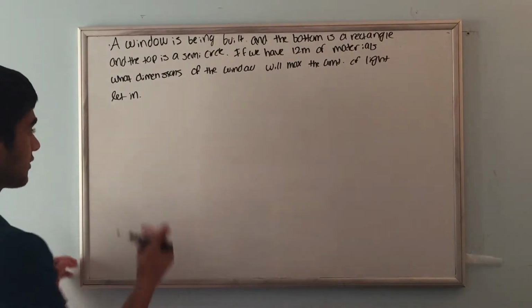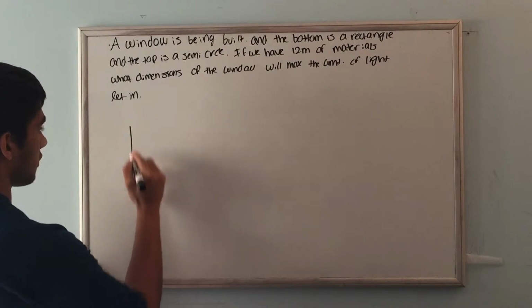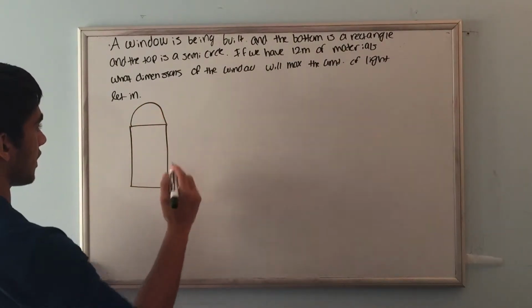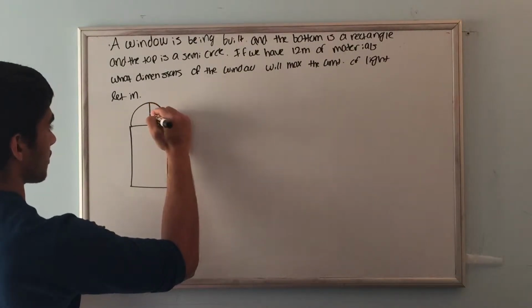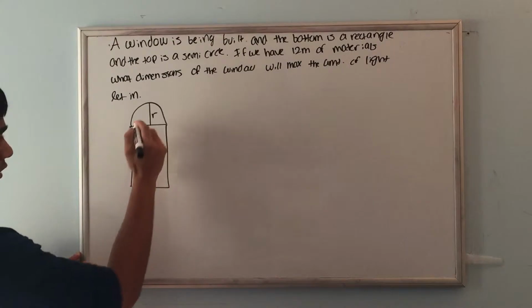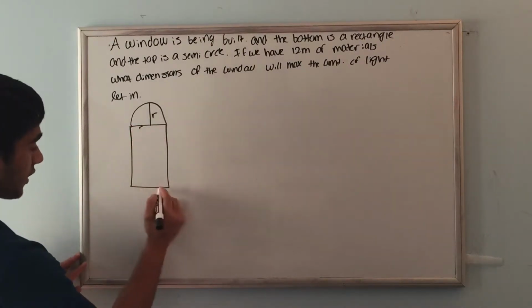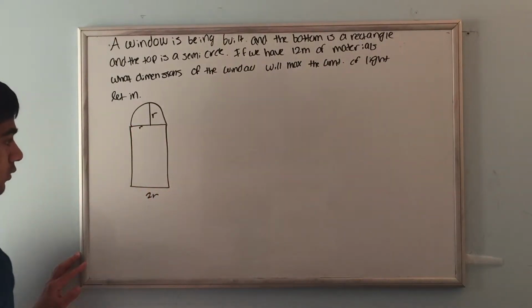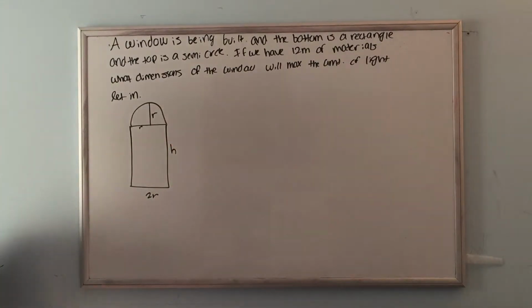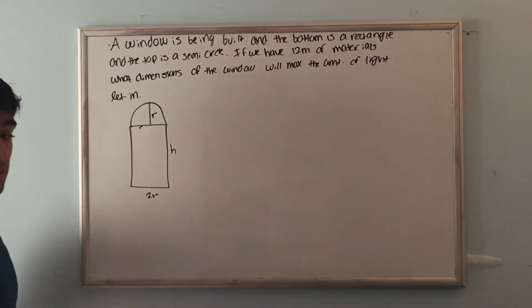So in this case, the window looks like the following. It has a rectangle as a base, a semicircle on top. The radius of the semicircle is r. That means the length of the base would be 2r, since this is also r. So the length of the rectangle would be 2r. And the height we can label as h. So as of right now, the picture looks like that.